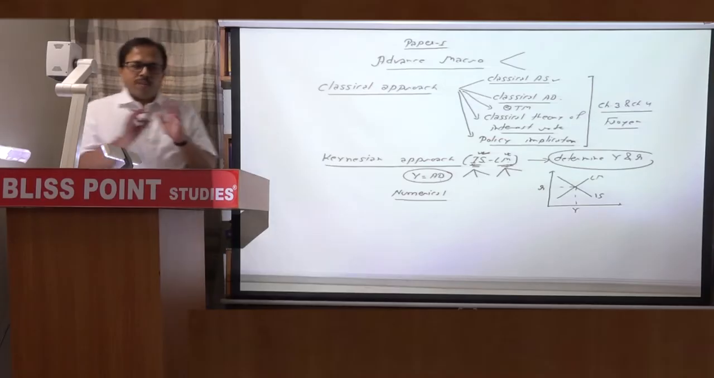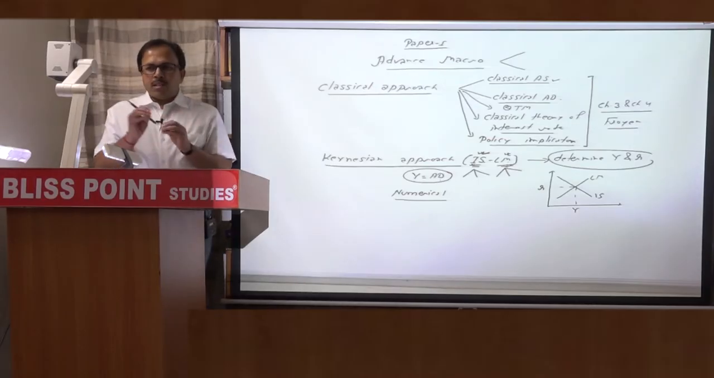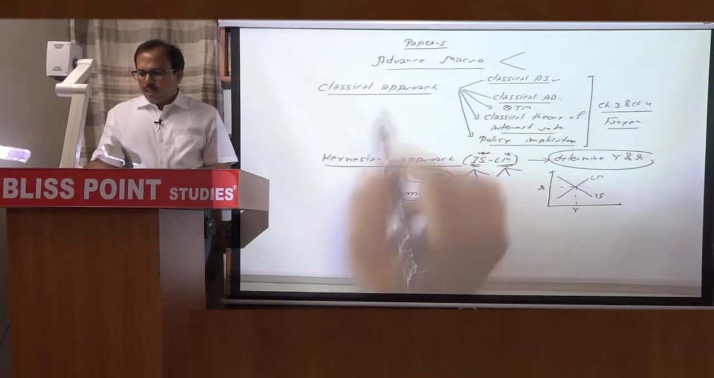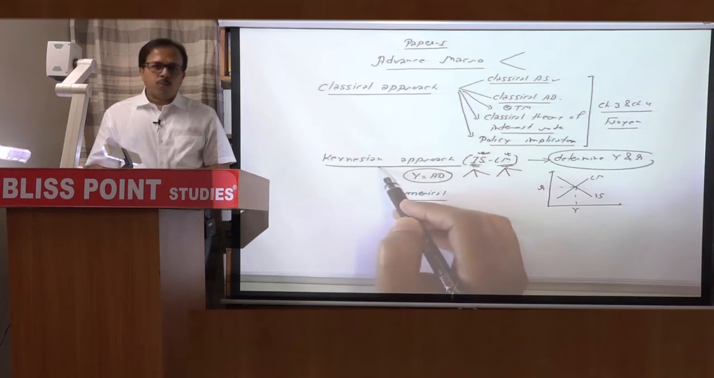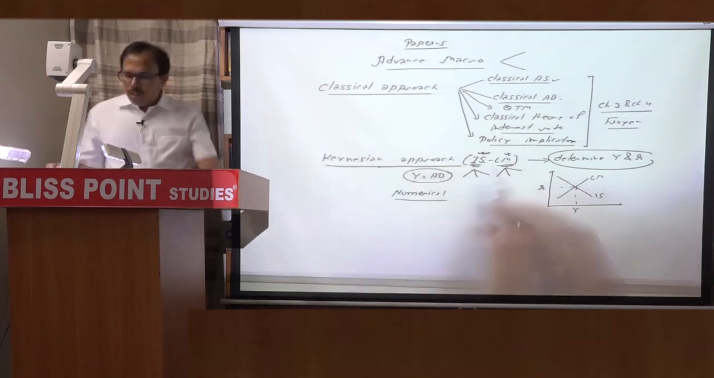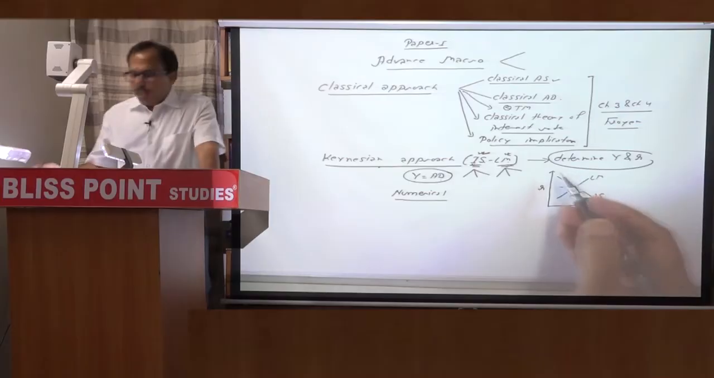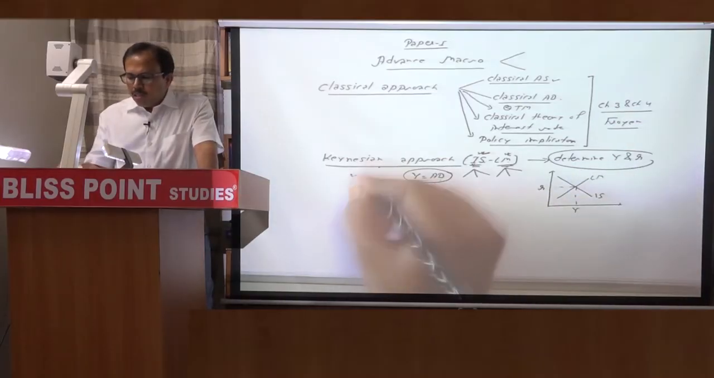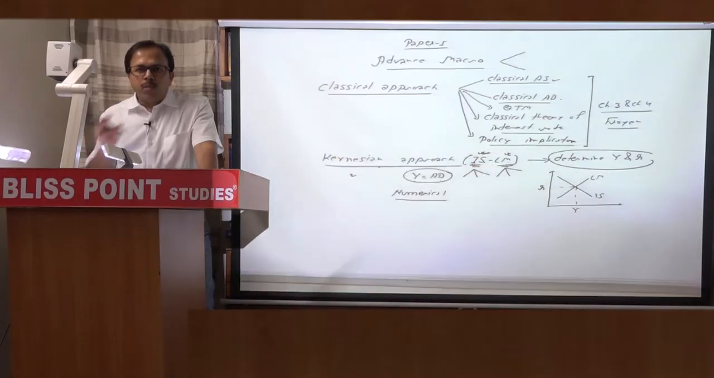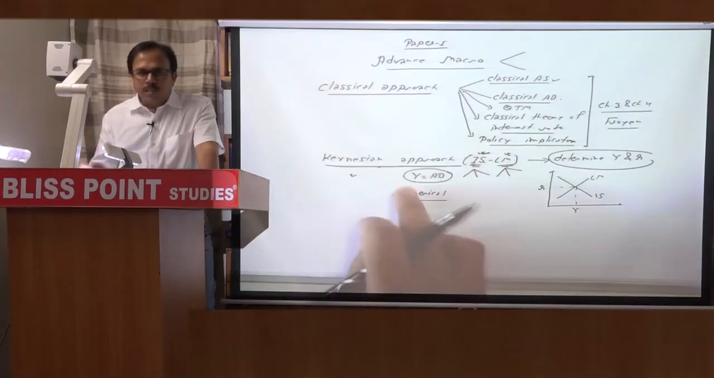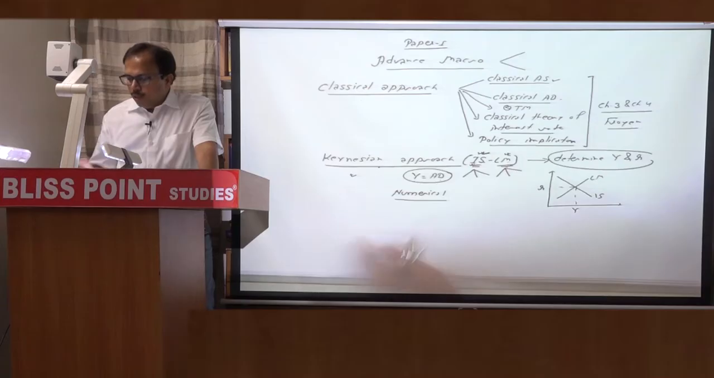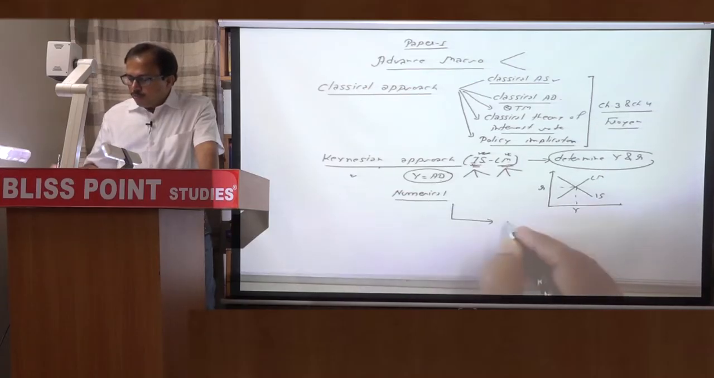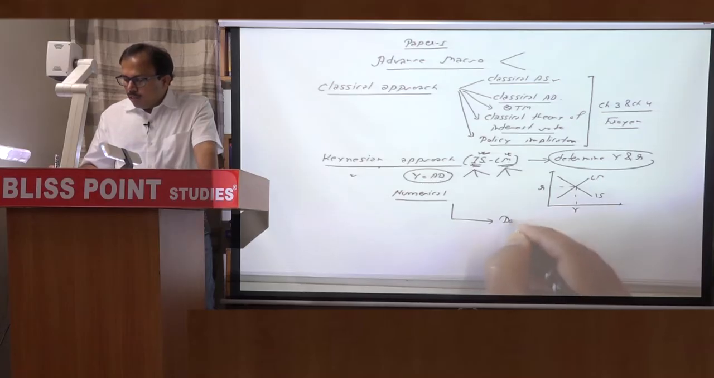Out of those 5 or 6 questions, you will find at least 2 or 3 questions from the classical approach and the Keynesian approach. In the Keynesian approach, it is mainly IS and LM and determination of income and interest rate, but this will take more time as compared to the classical approach, because there are many short questions also involved in the Keynesian approach.